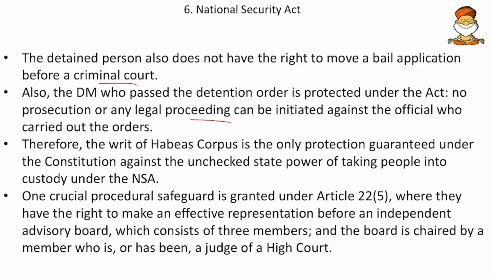There is no prosecution or any legal proceeding that can be initiated against the official who carried out the orders. So that means the district magistrate or the divisional commissioner will have complete immunity over the orders he passes in compliance with the NSA. Therefore, the writ of habeas corpus is the only protection granted.